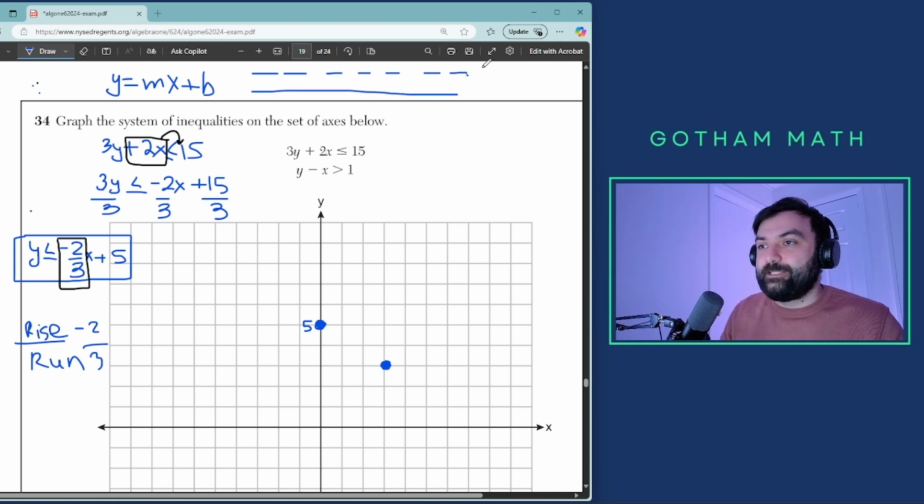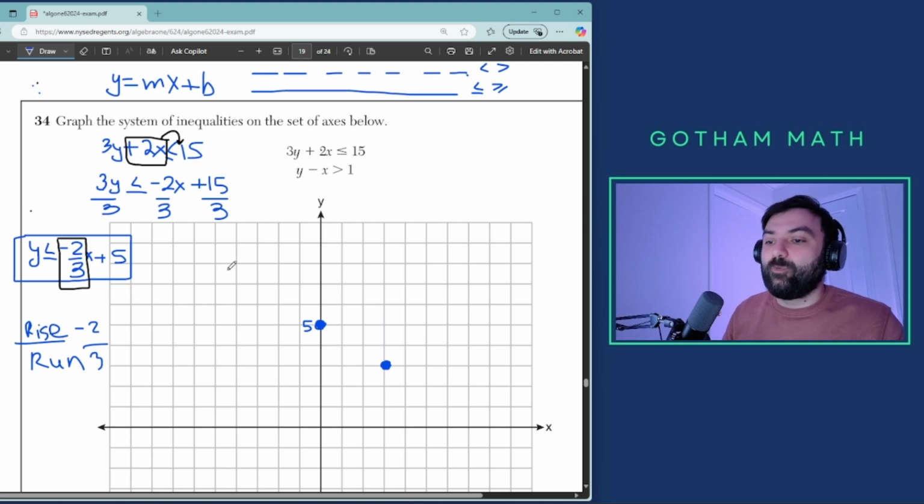Well, it's easy. If you see this sign or that sign, it's a dashed line. If you see this sign or that sign, it's a solid line. It's easy as that. Just look at the sign. So in this one, we're going to use a solid line.